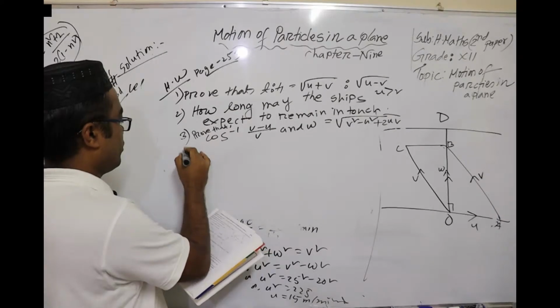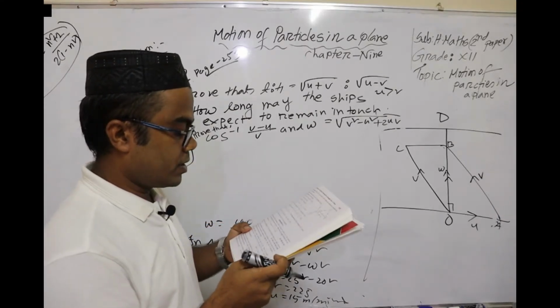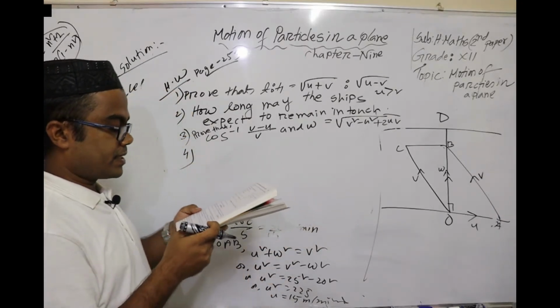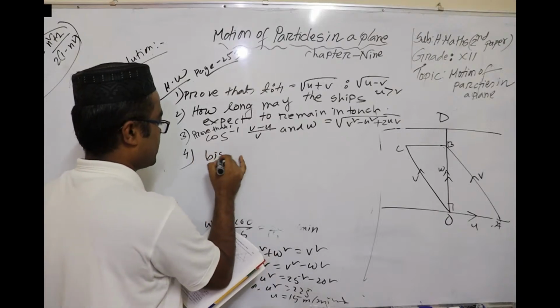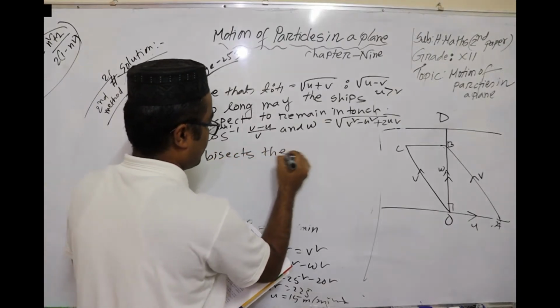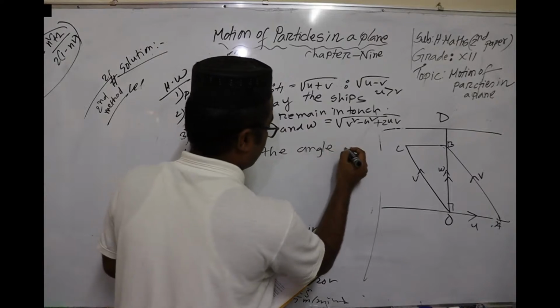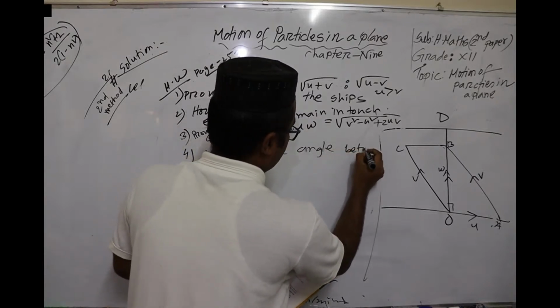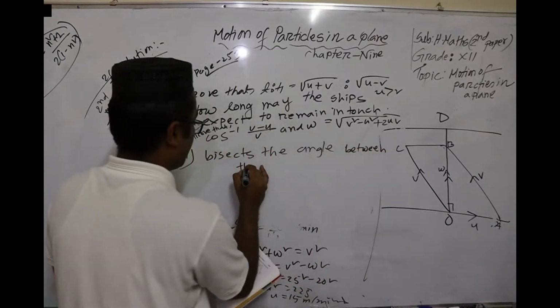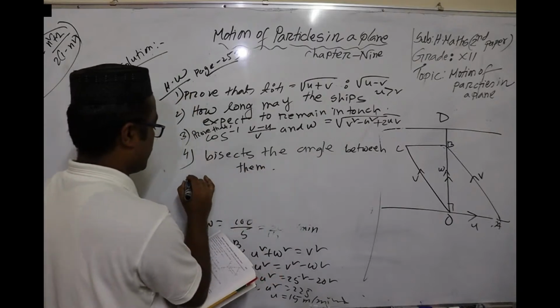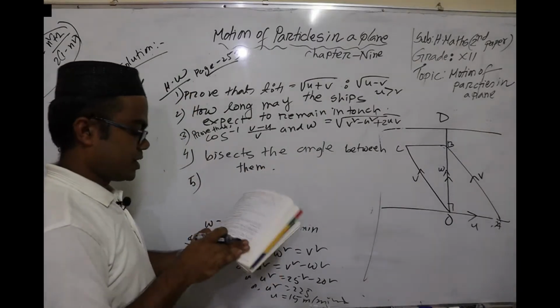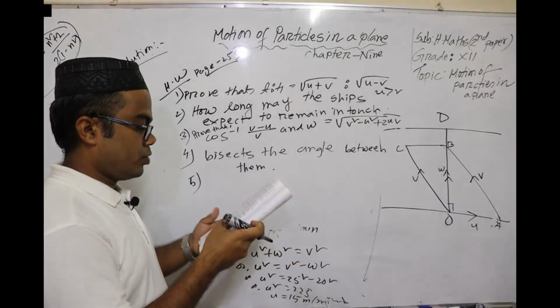Okay. Number four I gave this one. Show that the resultant of two equal velocities bisects the angle between them. This one is a very, very important question. I mean, consider u equal to v, so the two velocities are equal.